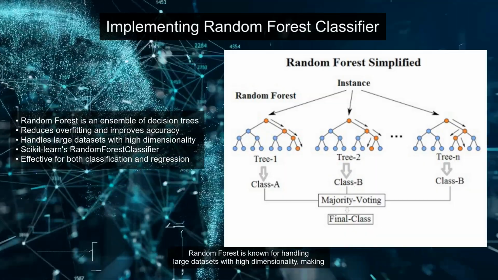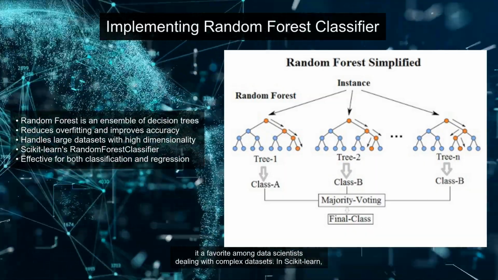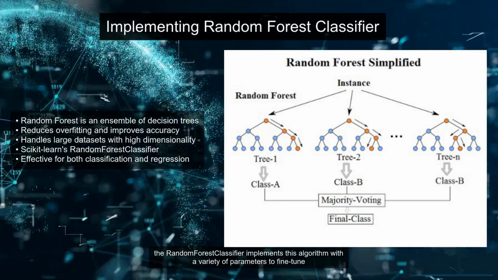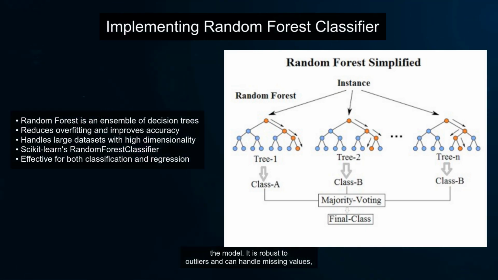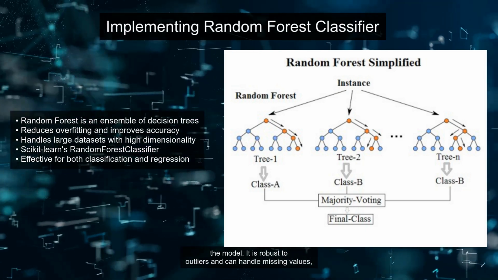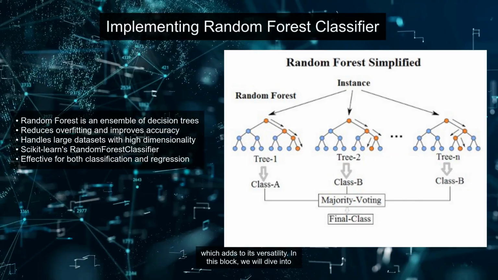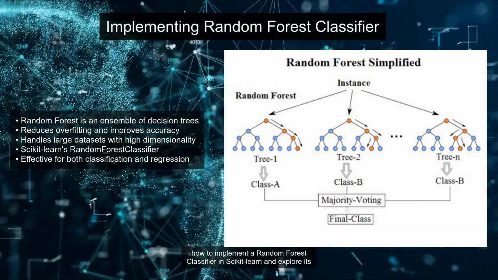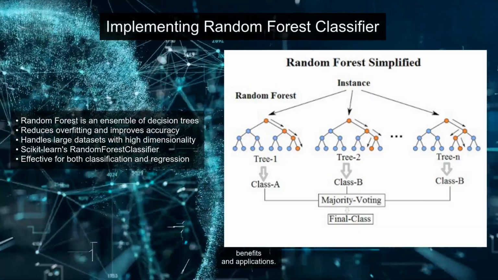Random Forest is known for handling large datasets with high dimensionality, making it a favorite among data scientists dealing with complex datasets. In Scikit-learn, the Random Forest Classifier implements this algorithm with a variety of parameters to fine-tune the model. It is robust to outliers and can handle missing values, which adds to its versatility. In this block, we will dive into how to implement a Random Forest Classifier in Scikit-learn and explore its benefits and applications.